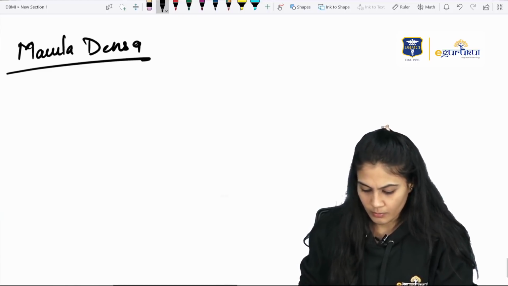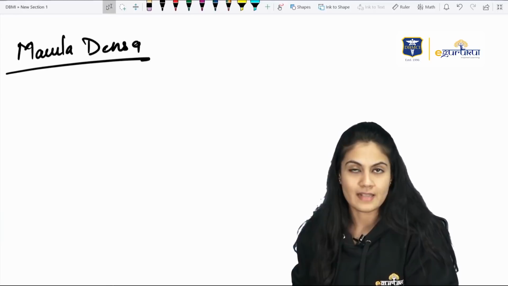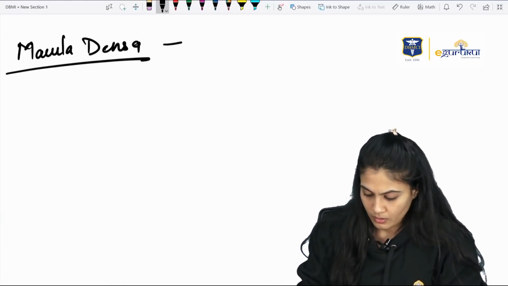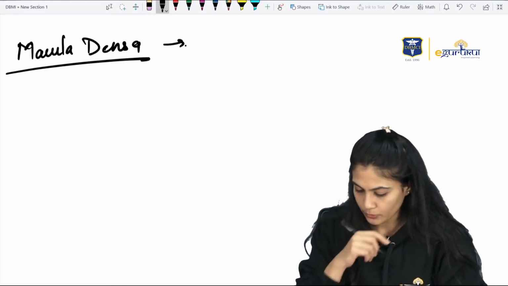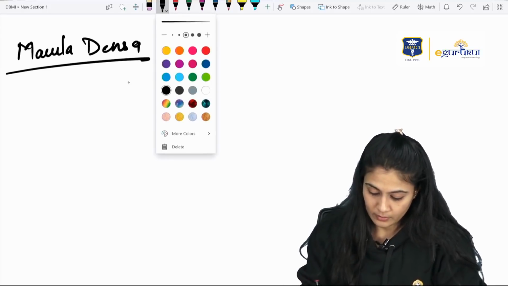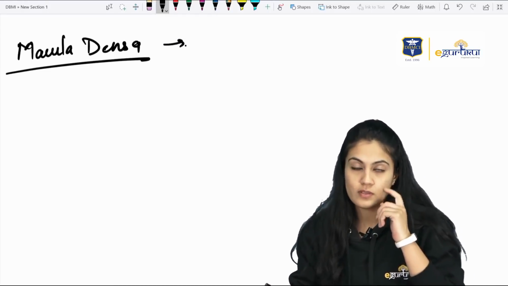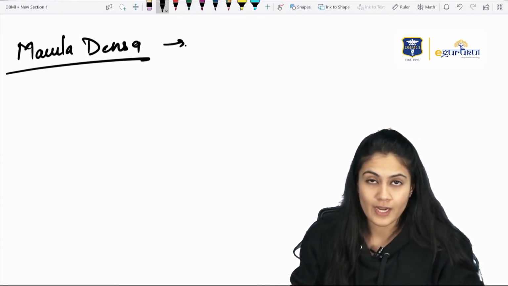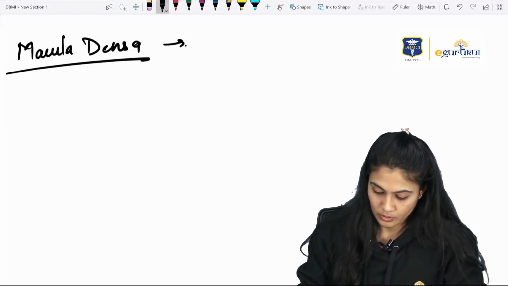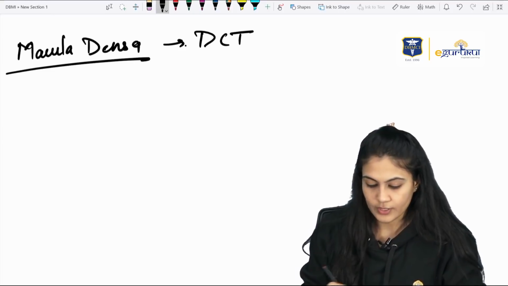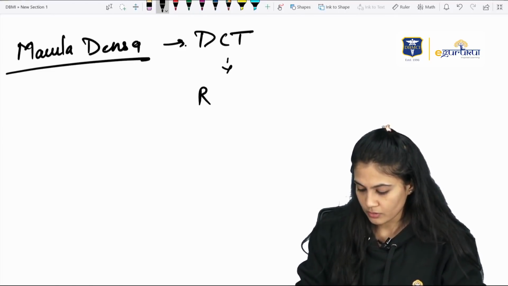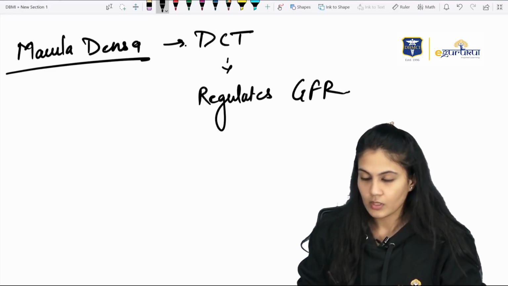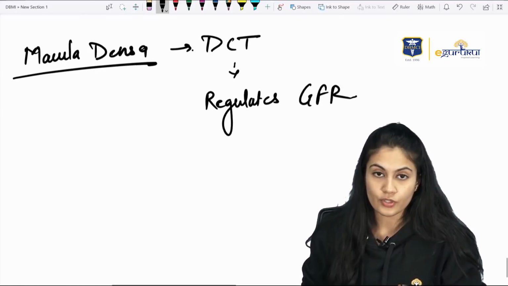is also one of the favorite topics of the examiners. So you should know the questions, but you should also know what the functions of this macula densa are. There is a high probability that questions on macula densa can come. So it's a part of the distal convoluted tubule, right? What is the function? It regulates GFR. It regulates the glomerular filtration rate.